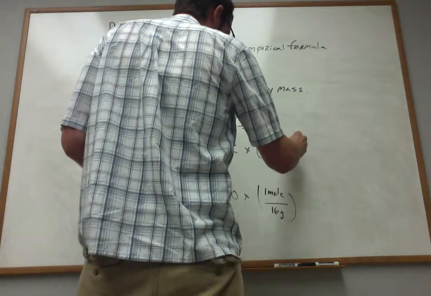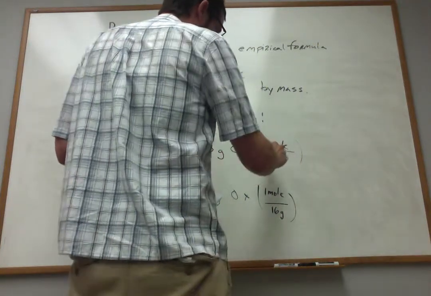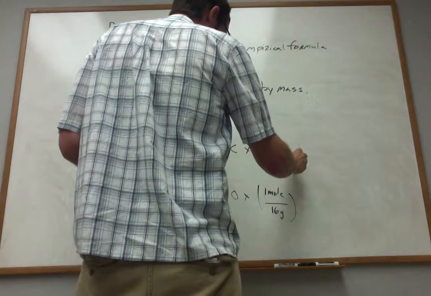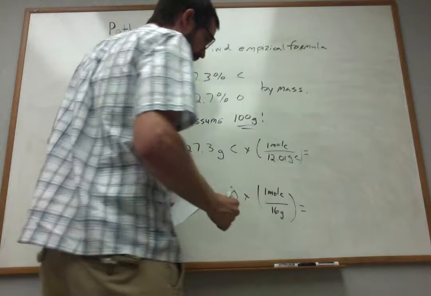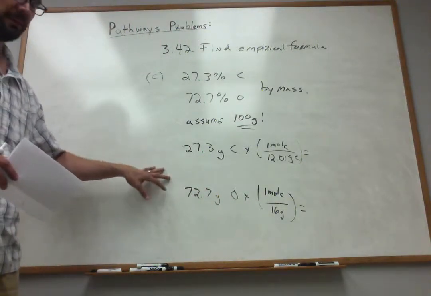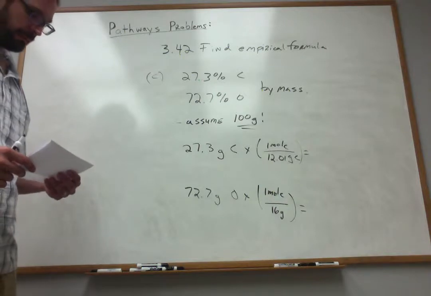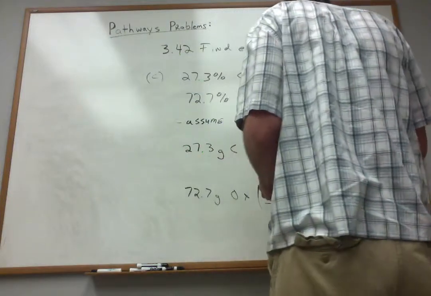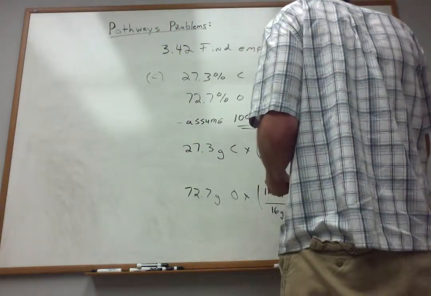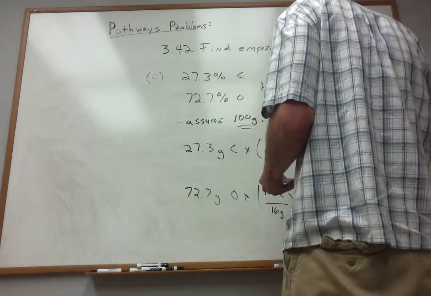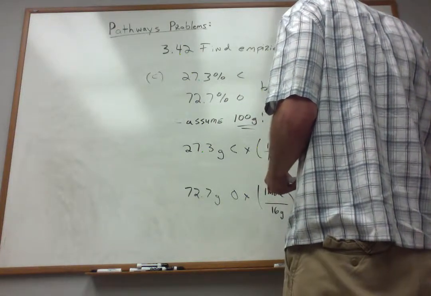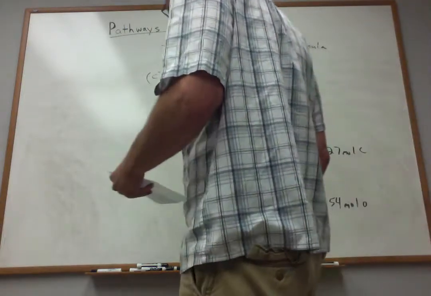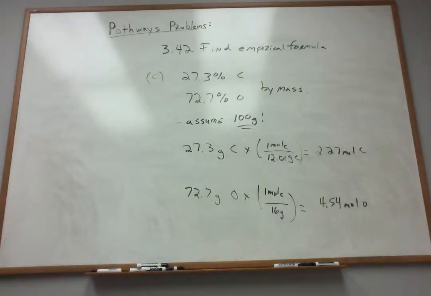The first important thing is that grams do not describe the whole number ratios in which atoms combine. So we need to convert the grams into moles of each element. We do so by dividing by 12.01 or 16, depending on which element we are talking about. That yields 2.27 moles carbon and 4.54 mole of oxygen. That's all we did. Assumed 100 grams, then converted to moles. We do the same exact process.